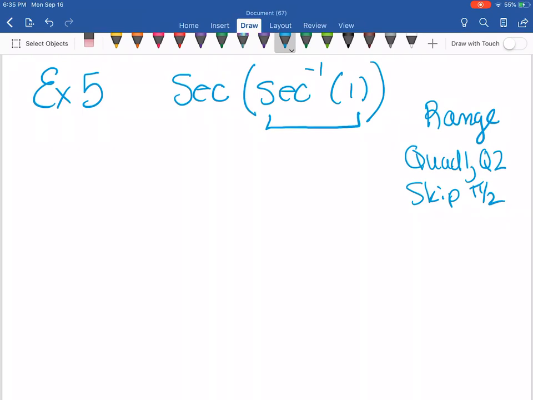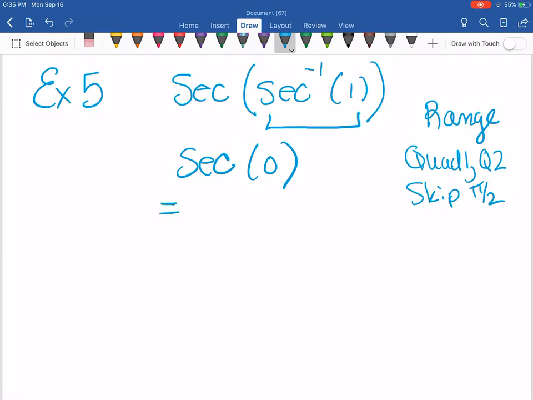So I want to find someplace in quadrant 1 and quadrant 2 where cosine is 1, because the secant would be the reciprocal, which would also be 1. And the only place that would happen would be at 0. So I'm going to then replace inverse secant 1 with 0.